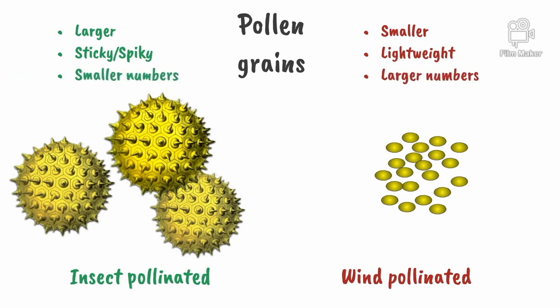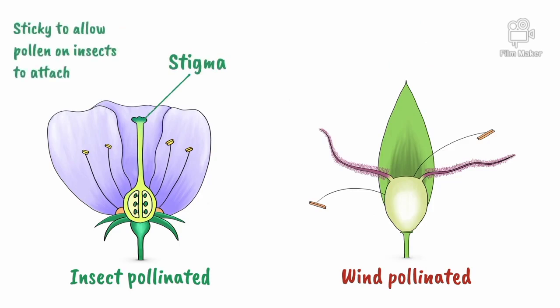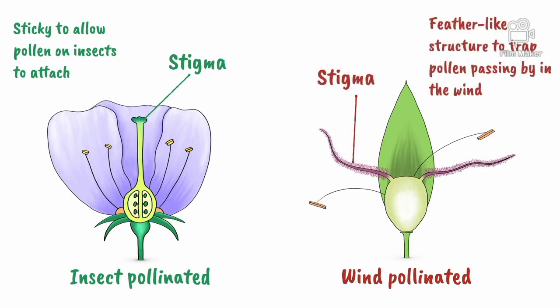Pollen grains of wind pollinated flowers are larger in numbers, since only a small fraction of these pollen grains gets deposited on the stigma. Stigmas of insect-pollinated flowers are sticky, while the stigmas of wind-pollinated flowers are feathery, allowing wind to pass through it and deposit pollen.